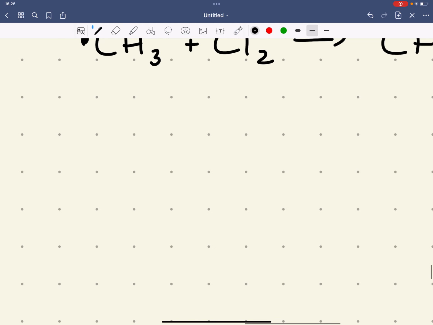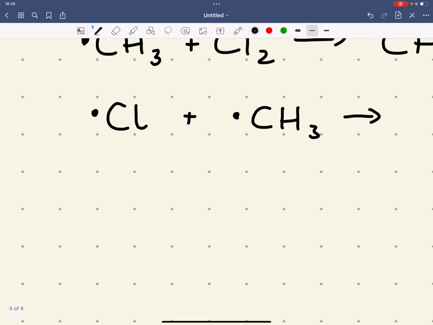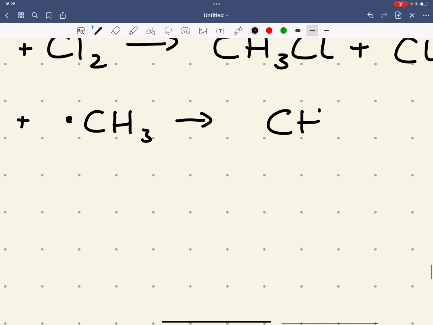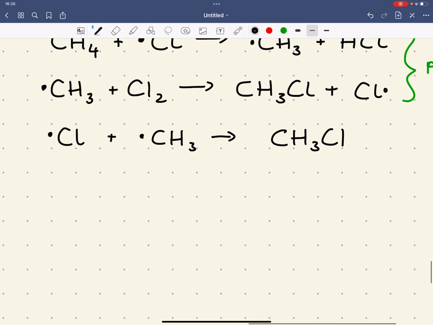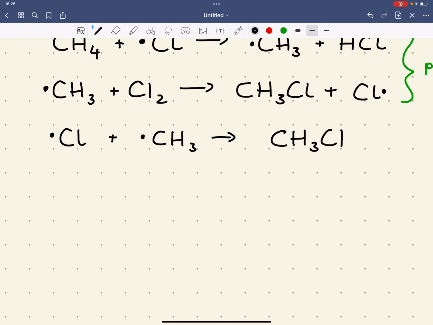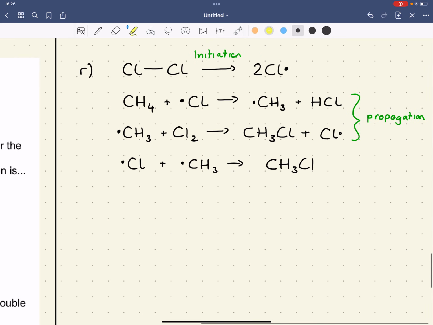And termination is where any two radicals combine. For example, these two, any two radicals, combine to give a stable molecule. So the answer there would be the termination step. The termination step is the step which does not produce free radicals, because we can see radicals are produced in initiation and radicals are produced in propagation as well.